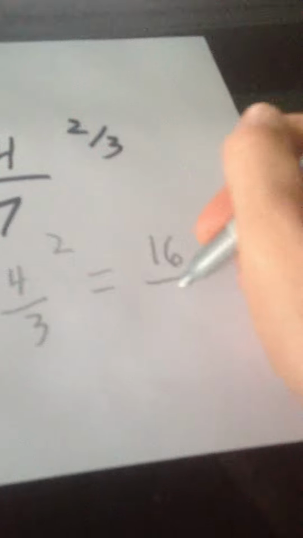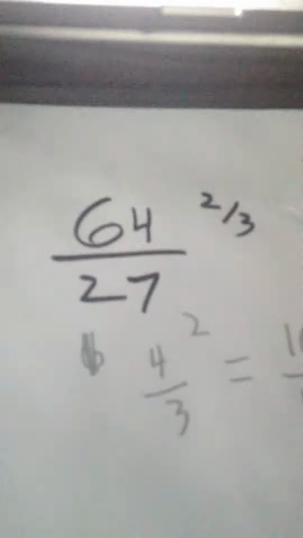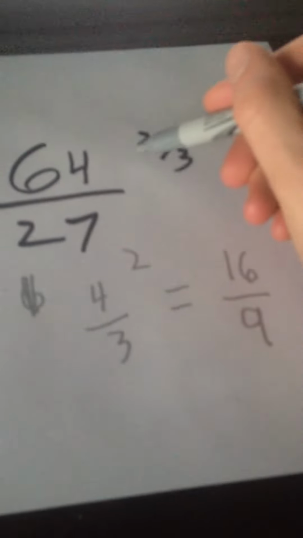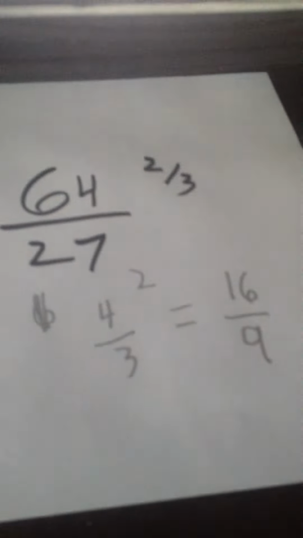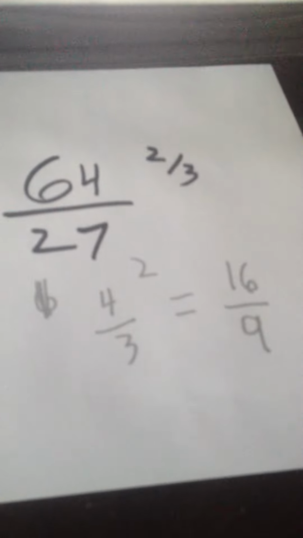16 over 9. So all you had to do for this one is skip flipping it to its reciprocal since there isn't any negative, and find the third root of 64 and 27, which came out to being 4/3 squared, and then that came out to being 16 over 9 as your final solution.